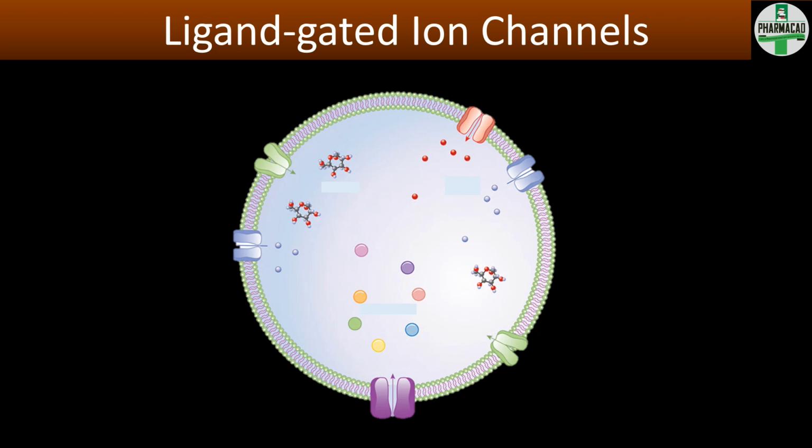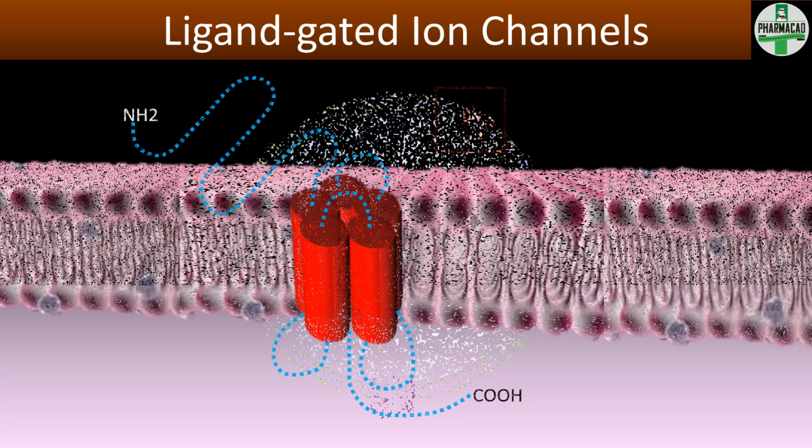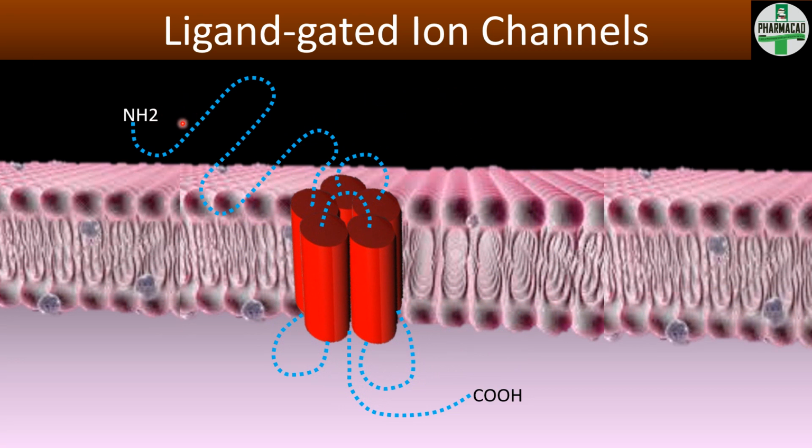As we know, receptors are protein molecules that are long chain of amino acids. Ligand-gated ion channel receptor of long chain amino acid is located in the cell membranes. If we zoom in this cell membrane containing ligand-gated ion channel, we can see that the chain has two ends. One is N-terminal end and the other is C-terminal end.